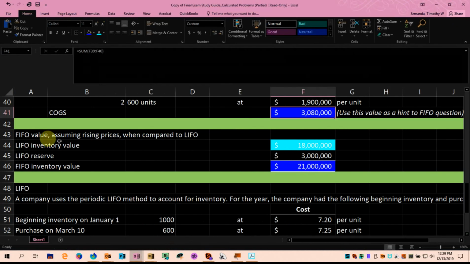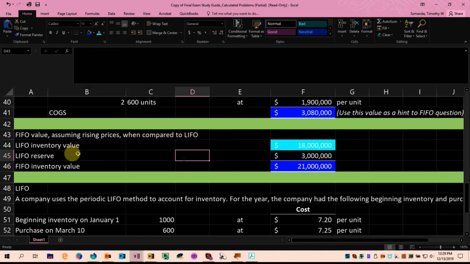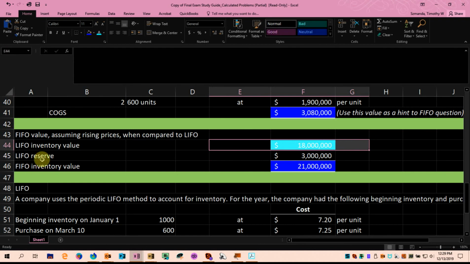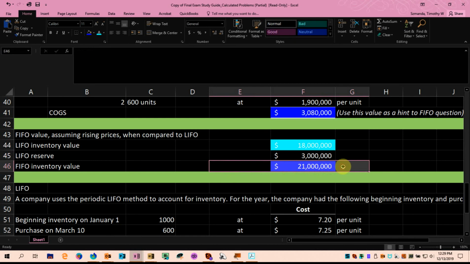And here, we're going to calculate the FIFO value assuming prices are rising. Well, they give you the LIFO inventory value, and I change it to 18 million. So they'll give you that, and then they give you the LIFO reserve. Again, this is a reconciling account between what the inventory value would be under FIFO and what it is under LIFO. And they're telling you that they have $3 million in that account. So then, if the inventory were valued under first in, first out, it would be valued at $21 million. And we just add together the 18 million plus the 3 million, and we arrive at $21 million.